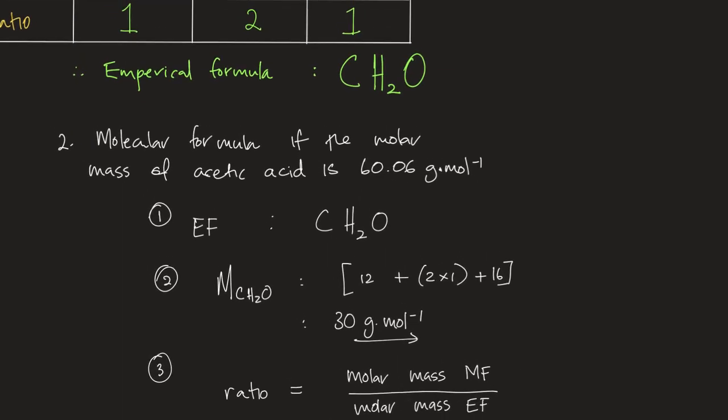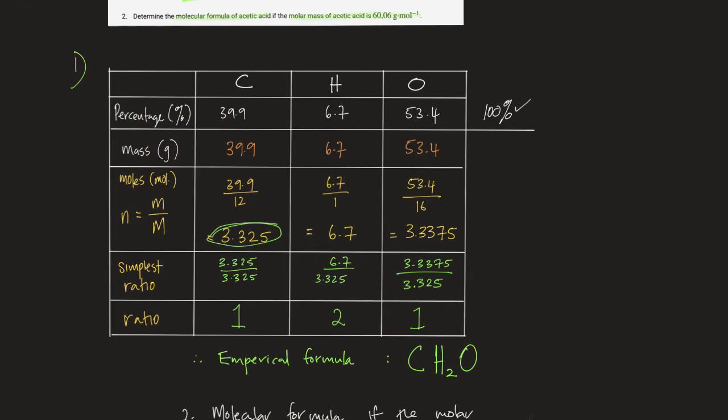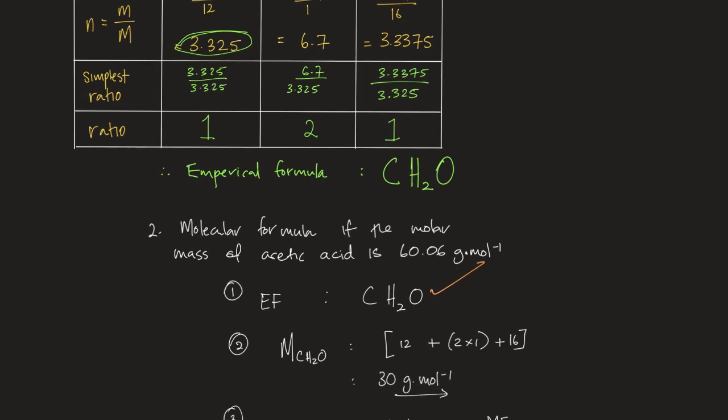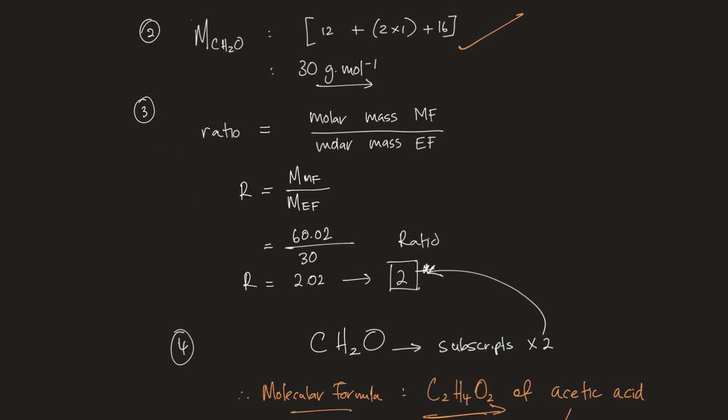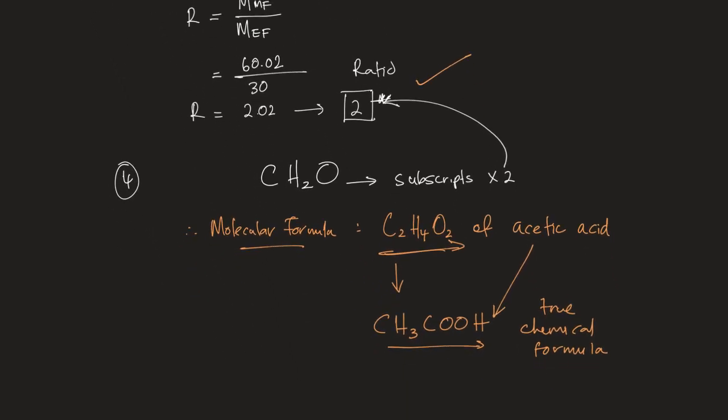So again, you have to first find the empirical formula. Done. Find the molar mass of the empirical formula. Done. Find the ratio by dividing the molar mass of the molecular formula by the molar mass of the empirical formula. Done. Then multiply the subscripts by that ratio. Done. And then write down a final statement of what the new molecular formula is. Don't forget, the subscripts are the smaller numbers. But you know this because you did this in grade 10.